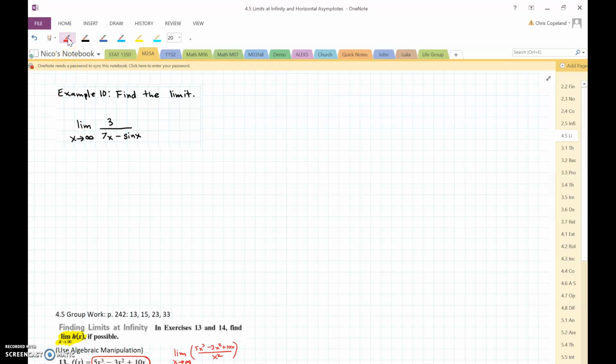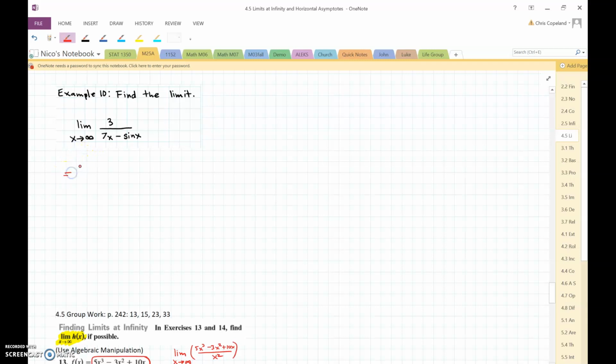Example 10, find the limit. The limit of 3 divided by the quantity 7x minus sine of x as x goes to infinity. So if we try direct substitution here, we would get 3 over infinity for the 7x, and sine of x does not exist because it's bouncing between -1 and 1.